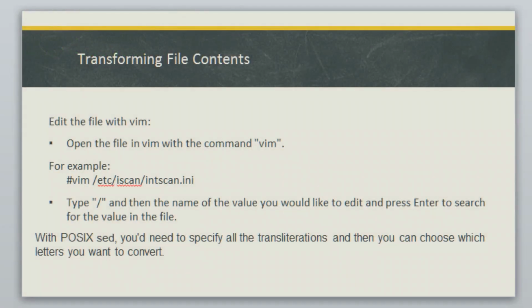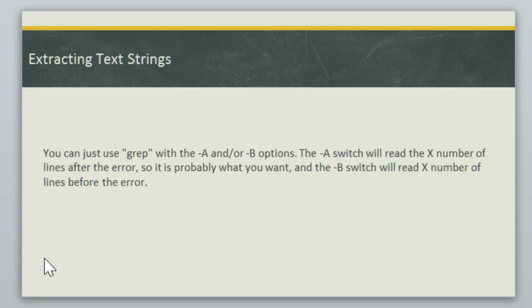Let's head back to our PowerPoint. With POSIX tr, you need to specify all the transliterations, and then you can choose which letters you want to convert. You can also use sed in the Vim editor, which is handy when we want to edit things inside those files. When we want to extract text strings, you can use grep with the -A and -B options. The -A switch will read X number of lines after the match, so that's probably the option that you want. You can also use the -B switch, which will read X number of lines before the match.